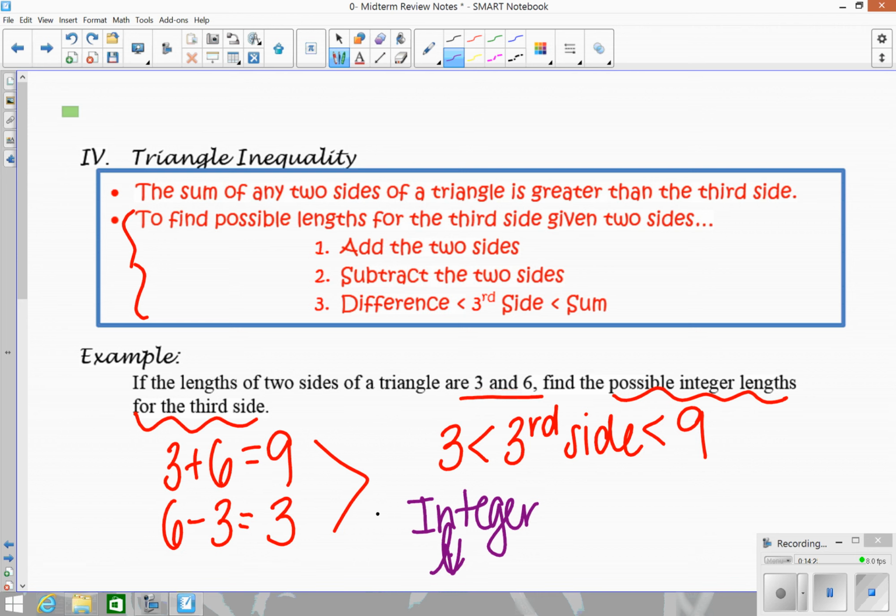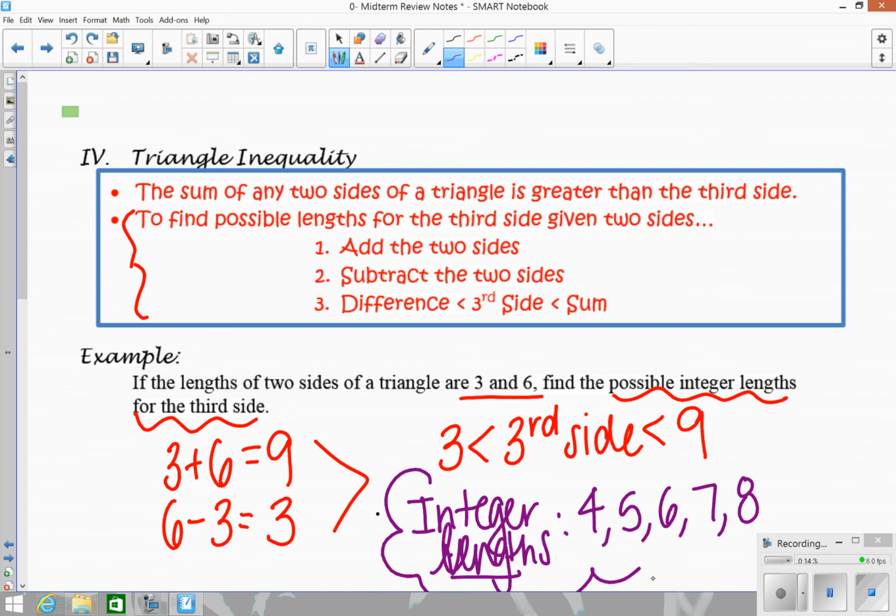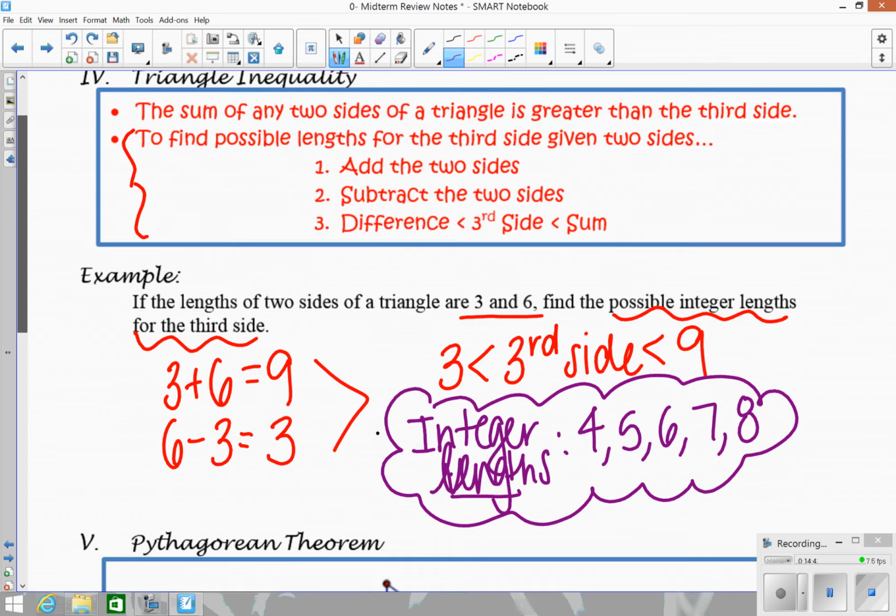I'll write integer lengths. That would be greater than 3, so not equal to 3. So we'd have 4, 5, 6, 7, and 8, because you can't equal 9. So those would be the possible side lengths that would form a triangle using 3 and 6 to start.